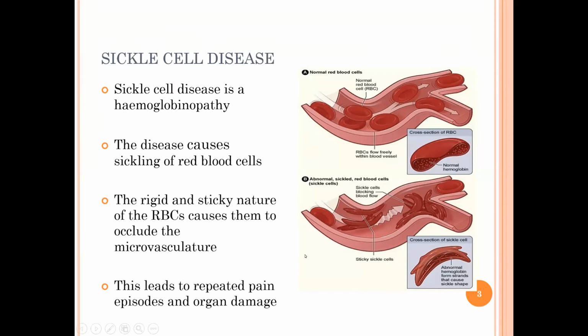So then the red cells tend to stick together, and then it occludes the vessels. So eventually it means blood is not flowing to some of your organs, and then it leads to pain. And if it is repeated, there's organ damage. This is just a diagram to show how the normal red blood cells look and how they flow in the vessels, and then how sickled red cells look and how they flow in the vessels.